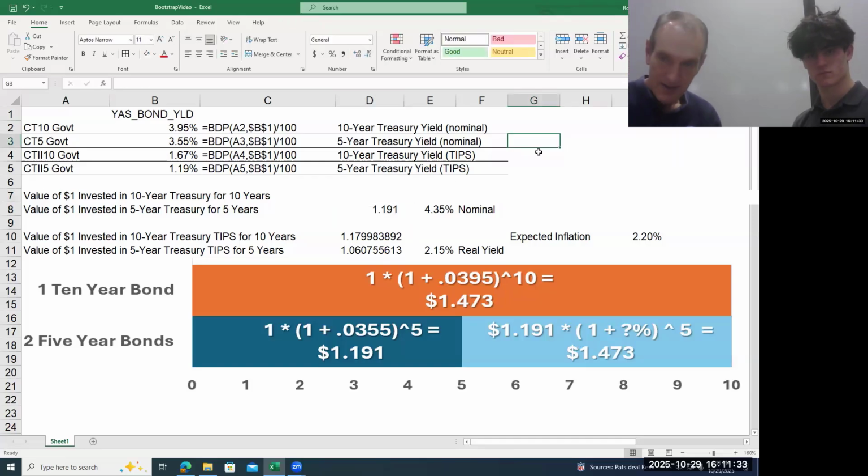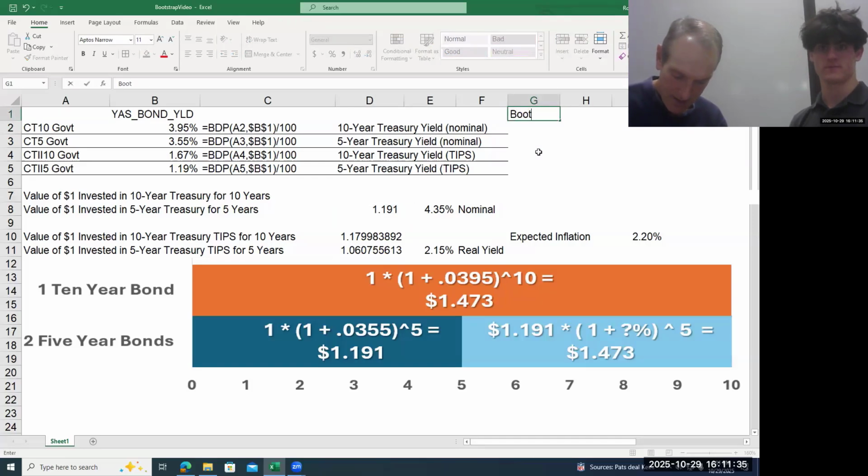What do we call this? Bootstrapping. Bootstrapping the yield curve. Good job, man. You're remembering it. Thank you, Professor.